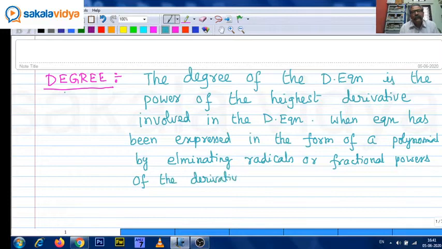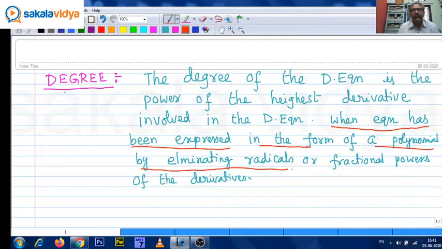So this seems to be very lengthy. Don't worry, the degree is very easy to find. The degree of the differential equation is the power of the highest derivative involved in the differential equation. But one thing you need to keep in mind, this point is very important: when the equation has been expressed in the form of a polynomial by eliminating the radicals or fractional powers of the derivatives, then that power is called the degree of the differential equation.